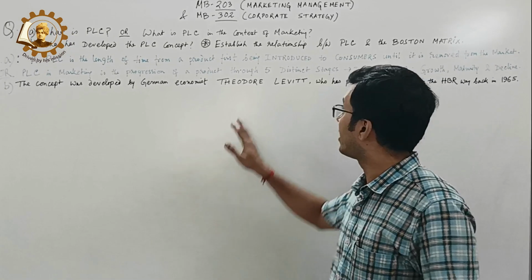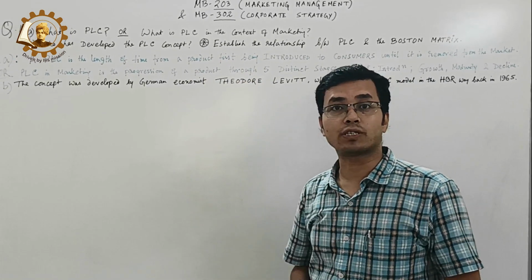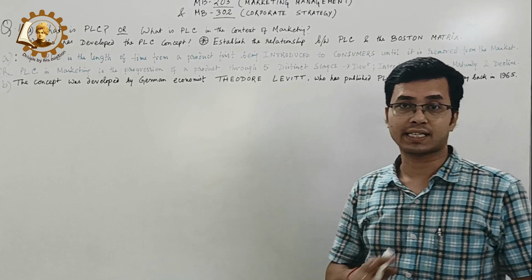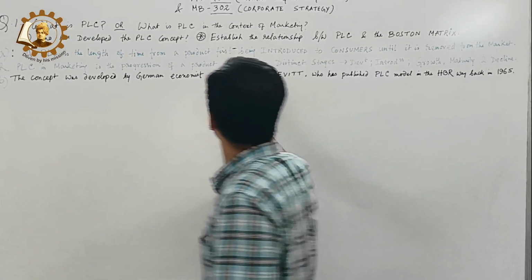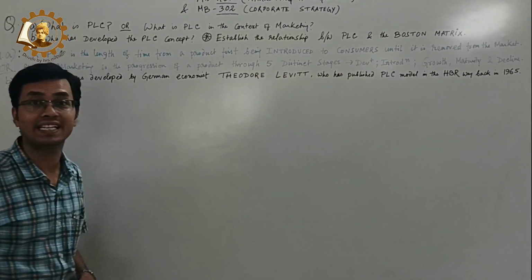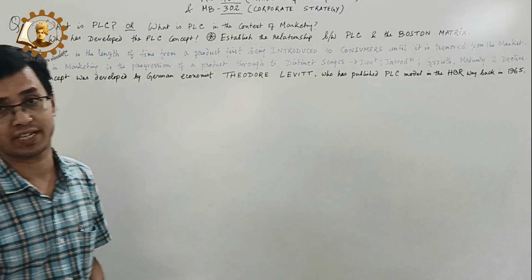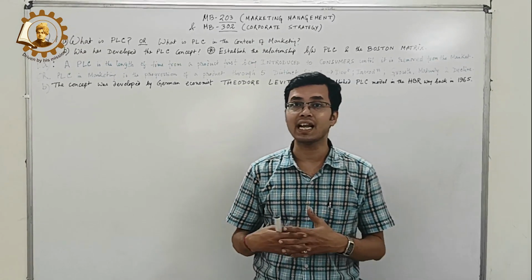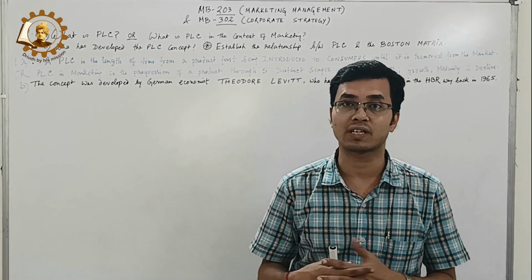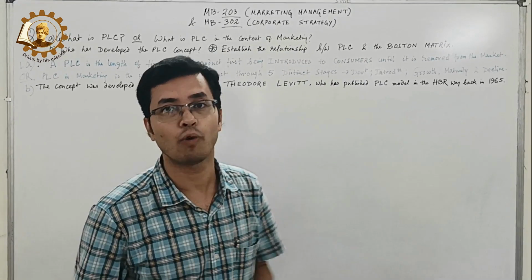And the next section, which is star mark, is a conceptual question again. We'll discuss this conceptual question in the next set of the video, wherein you have to establish the relationship between the PLC and the Boston matrix. So you have to establish the relationship between product life cycle and BCG matrix, which is Boston Consulting Group matrix. Let us go one by one.